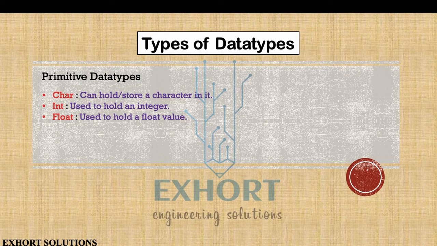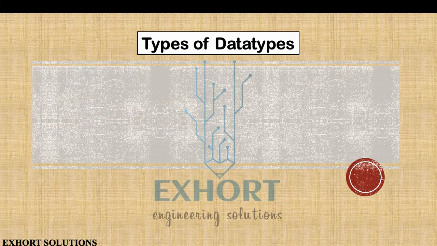Then next is float. We use float to hold a float value, that is 51.2, 61.3, 61.00. Next is double, used to hold a double value. Now we will see in detail what this type means. Here we also have a void data type which returns nothing and it is an empty data type.